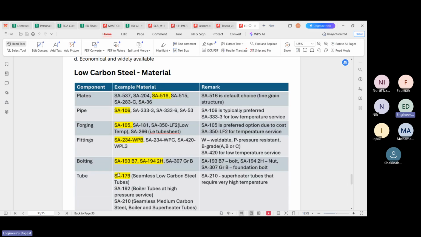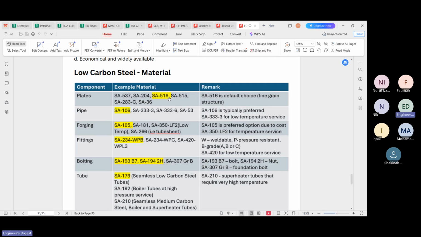All of this is actually carbon steel. But for a different component like plate, pipe, forging, fitting, bolting, or tube, we use a different code. When you want to buy a carbon steel plate, this is your choice: 516. We do not call plate 106. Once you know it is 106, you know it's a pipe. For plate, your typical material by default, you will always start with SA516.